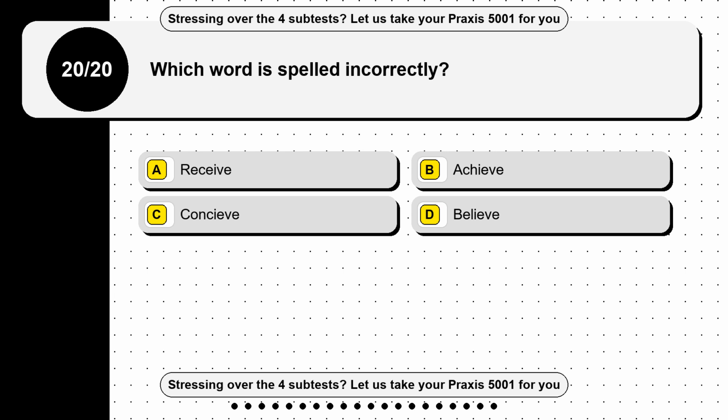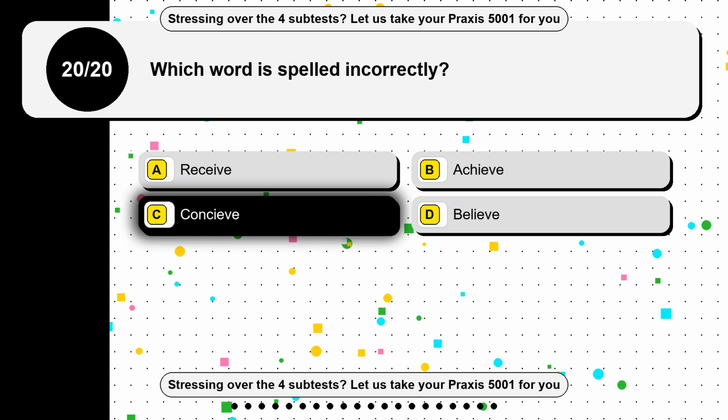Question 20. Which word is spelled incorrectly? Option A. Receive. Option B. Achieve. Option C. Conceive. Option D. Believe. The correct answer is option C. Conceive.